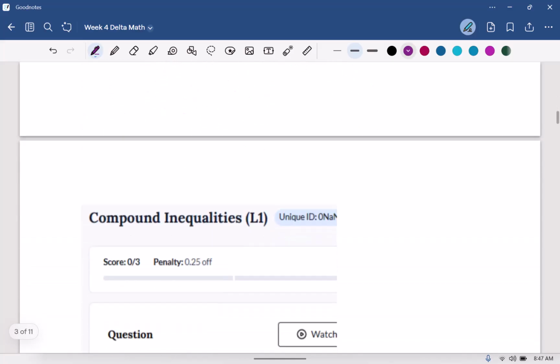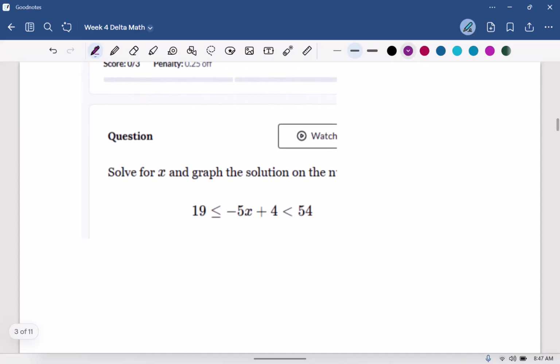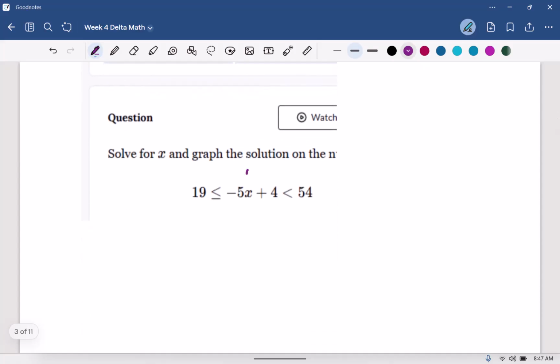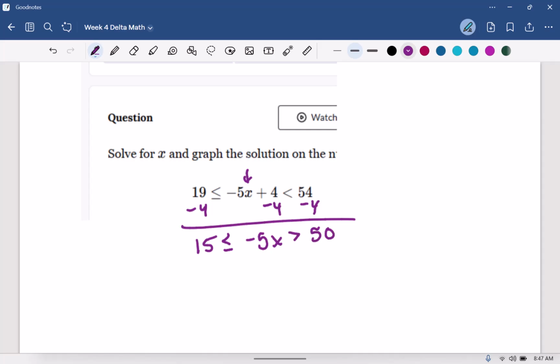Okay. The compound ones, remember you're just solving for this x right here. So -4 minus 4 minus 4. 15 is less than or equal to -5x is greater than 50. Now I divide by -5. So -3, I flip my signs, is greater than or equal to x is greater than -10.